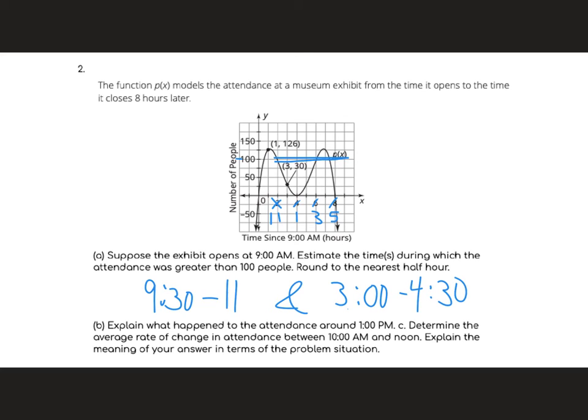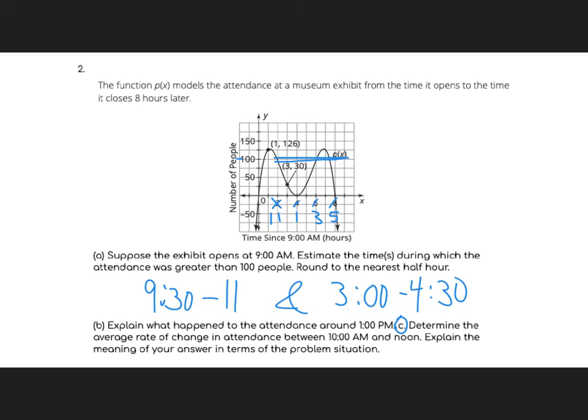Explain what happened to the attendance around 1 p.m. Oh, there is a C there. I will fix that on yours. So what happened to the attendance around 1 p.m. is that the attendance was 0. So no people were at the museum at that time. Maybe they closed for lunch or something. I don't know. But it was only for a moment.